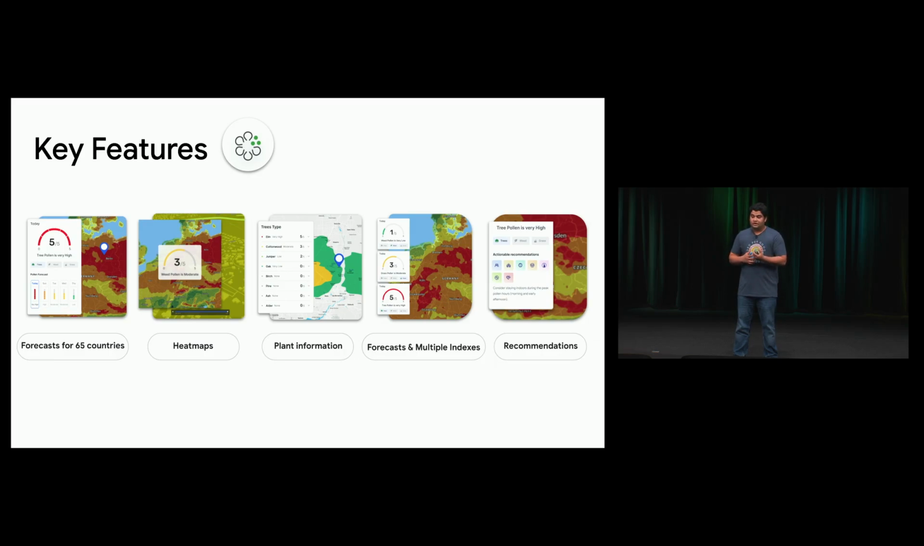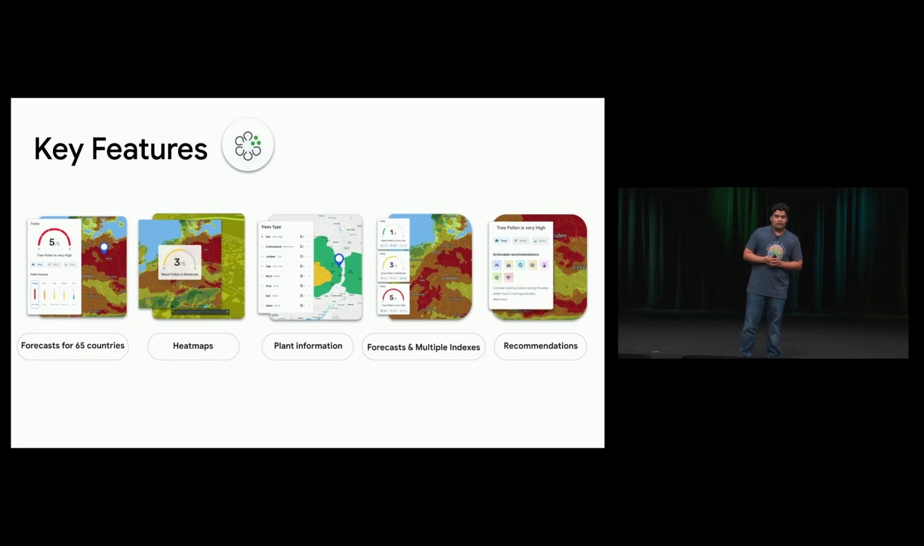These are the key features that the Pollen API offers. At the very first thing, we're able to provide forecast for up to 5 days, so today and 4 more days of what you can expect across 65 countries. As I mentioned, we also have a heat map that can very easily be embedded in any Google Maps solution that you have on offer.